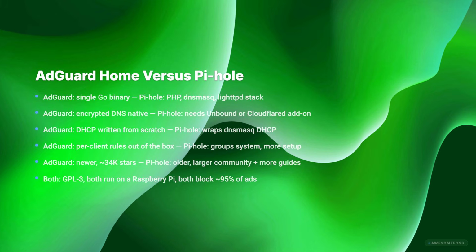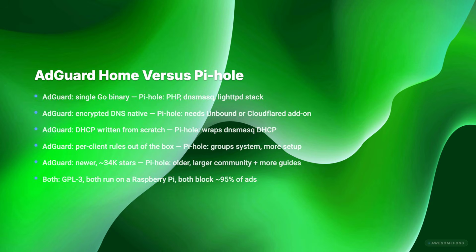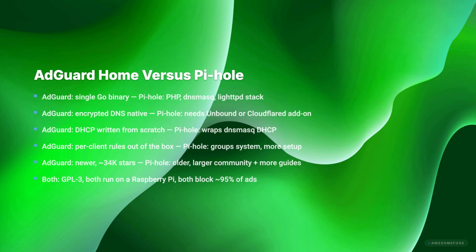Pi-hole has been around longer, has a larger community, and is the default answer for most people who want network-wide DNS blocking. AdGuard Home is the newer entry, written in Go as a single static binary with encrypted DNS upstream built in from day one rather than added as a separate component. Pi-hole runs as a stack of services on a Debian or Ubuntu host with PHP, dnsmasq, and lighttpd cooperating to give you the dashboard. AdGuard Home is one binary, one config file, one process.